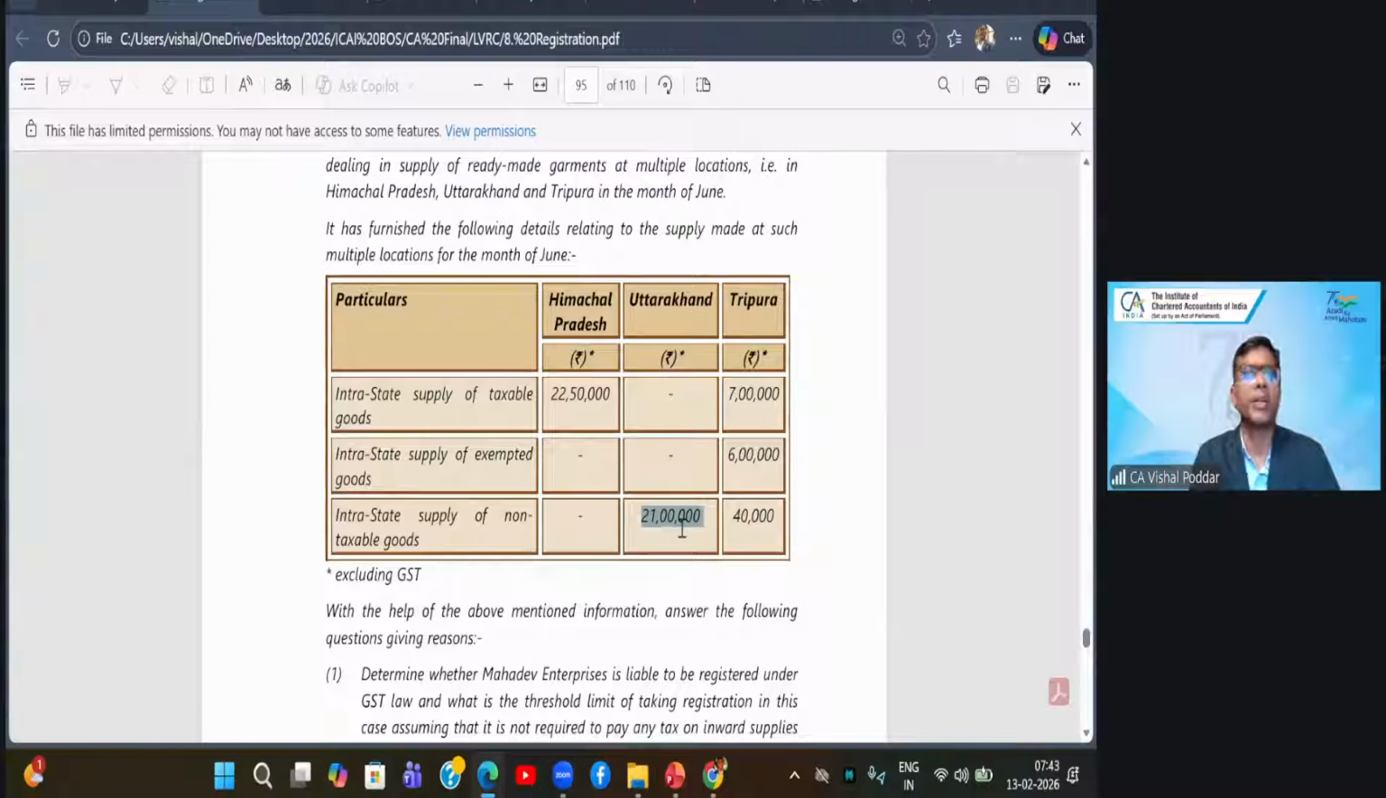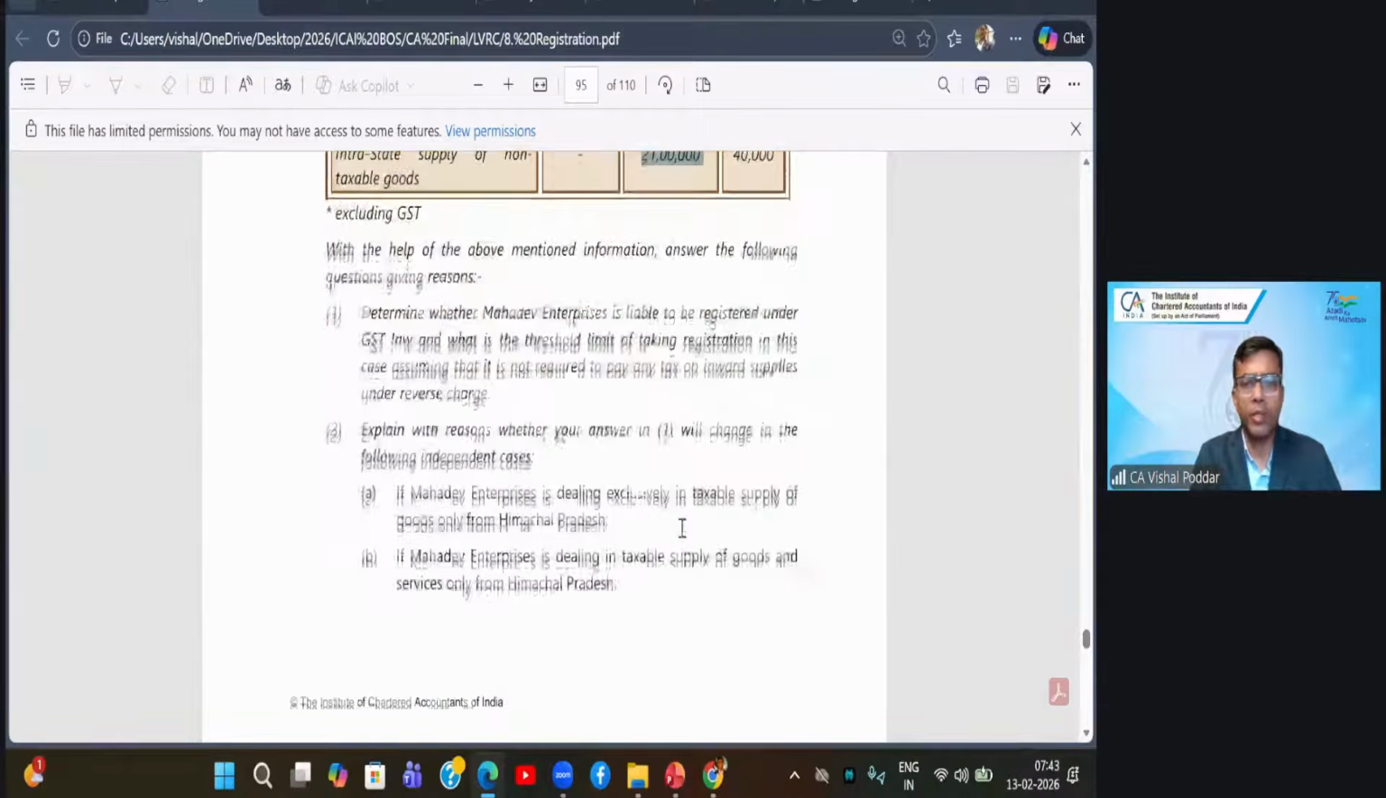Hence, the final concluding answer is, though liable for registration in all states, however, you need not register in Uttarakhand. So this will be the final answer. I hope this is understood and clear to everyone, students.